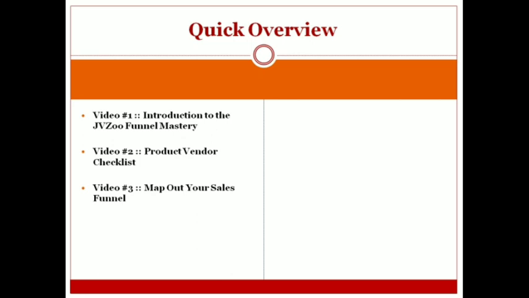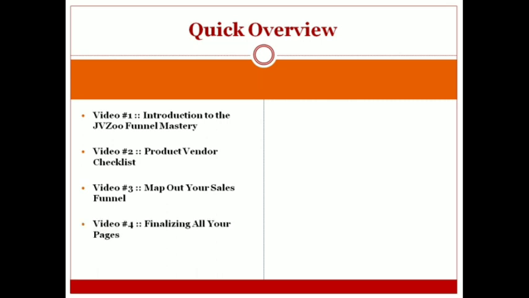Video number 3, we're going to talk about mapping out your sales funnel. You need to know what your sales funnel looks like. Do you have upsells? Do you have downsells? How complicated is it? How many upsells do you have? And so forth. So mapping out your sales funnel, understanding how the pieces of the puzzle really fit together, and how somebody goes from a prospect to a buyer and goes through your funnel and out of your funnel. Mapping out your sales funnel is important.